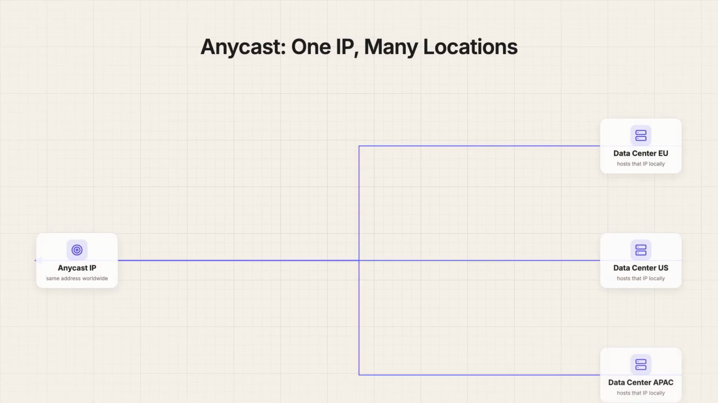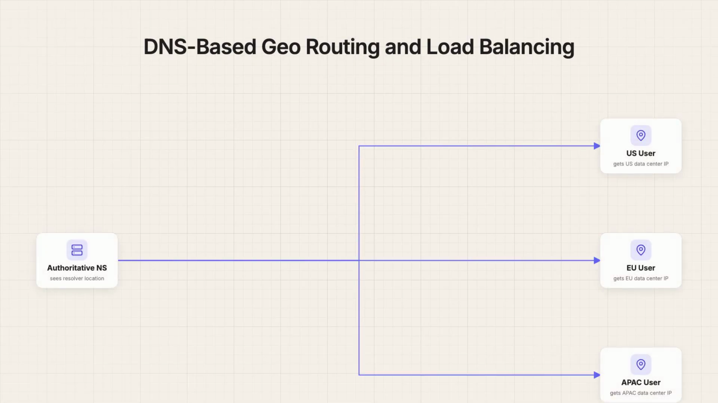Anycast is a routing technique where the same IP address is announced from multiple physical locations. Network routing automatically directs your query to the nearest data center based on BGP routing metrics. Cloudflare's 1.1.1.1 and Google's 8.8.8.8 both use Anycast. You always reach the same logical service, but you physically land on a server that may be only milliseconds away, dramatically reducing query latency.